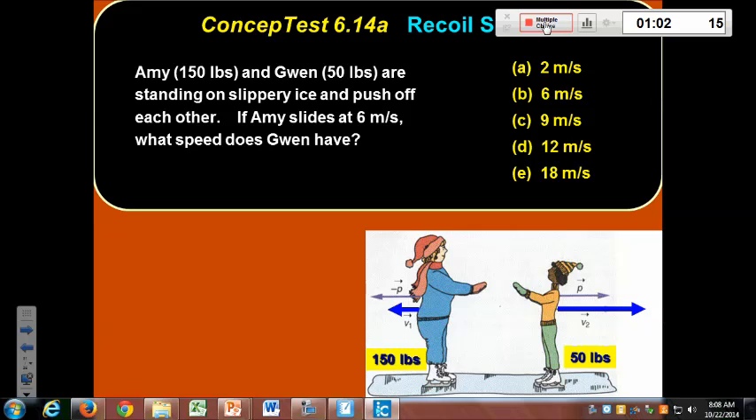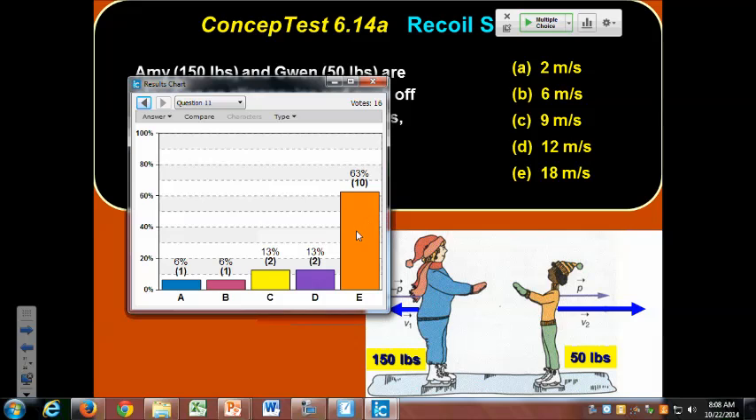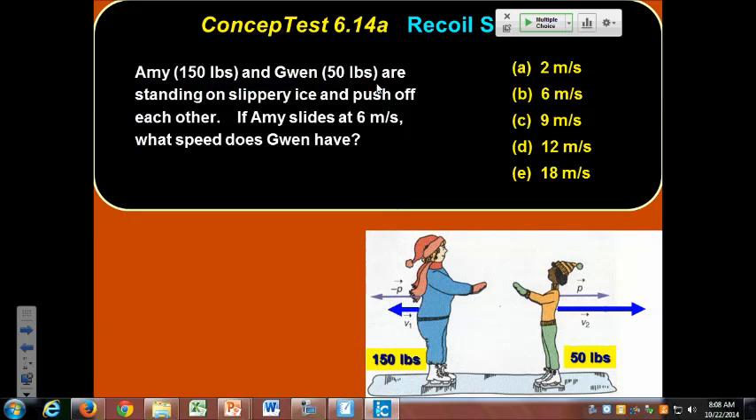Stop at 105. Okay, that's right. We know that they're off by a factor of 3, their velocities. They're going to have equal momentum, but one of them is 3 times the mass of the other. So they'll be off by a factor of 3. So Gwen's going to be going slower. Amy, oh, excuse me, I'm sorry. Gwen will be going faster because she has the smaller mass. Amy slides at 6 meters per second, so she's going to slide at 18 meters per second.